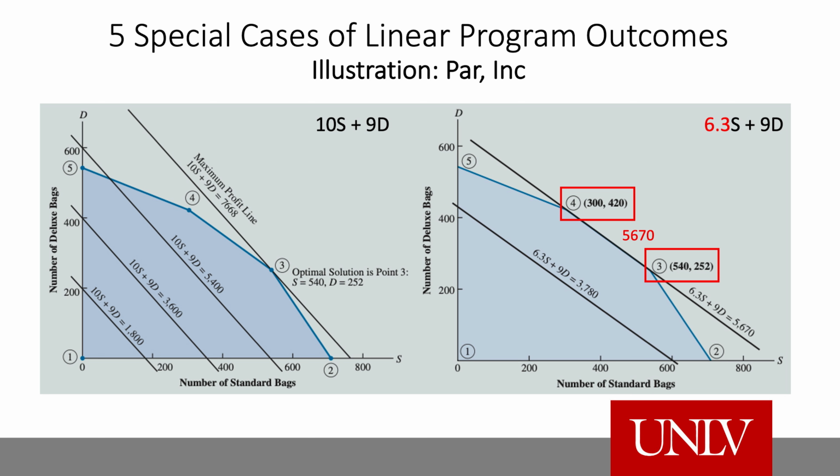So for example, we can have S equals 540 and D equals 252, which is a profit of $5,670. And then we can also have S equals 300 and D equals 420. That also gives us the profit of $5,670. So it doesn't mean that losing profit is a problem. In this case, when something happens, as we described before, either supply chain disruptions or capacity changes, we can have different combinations of S and D to come up with the same profit.